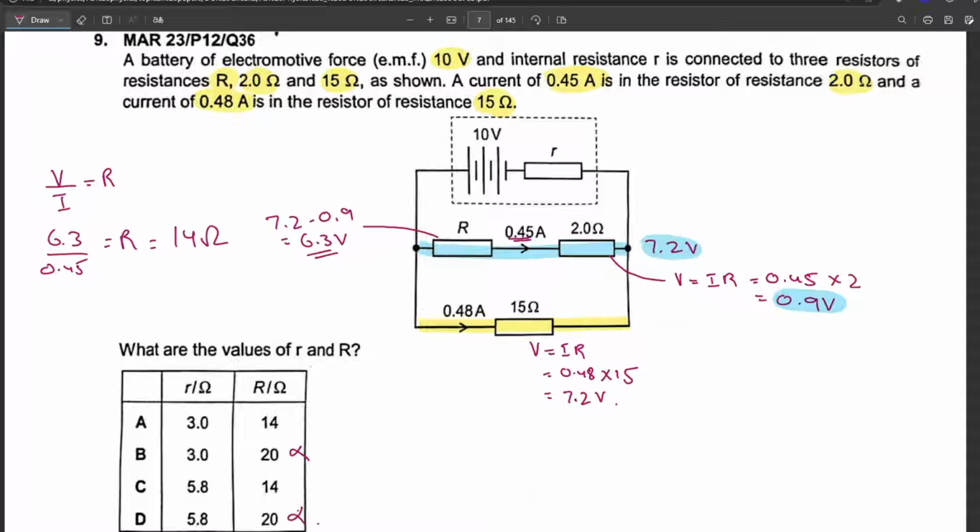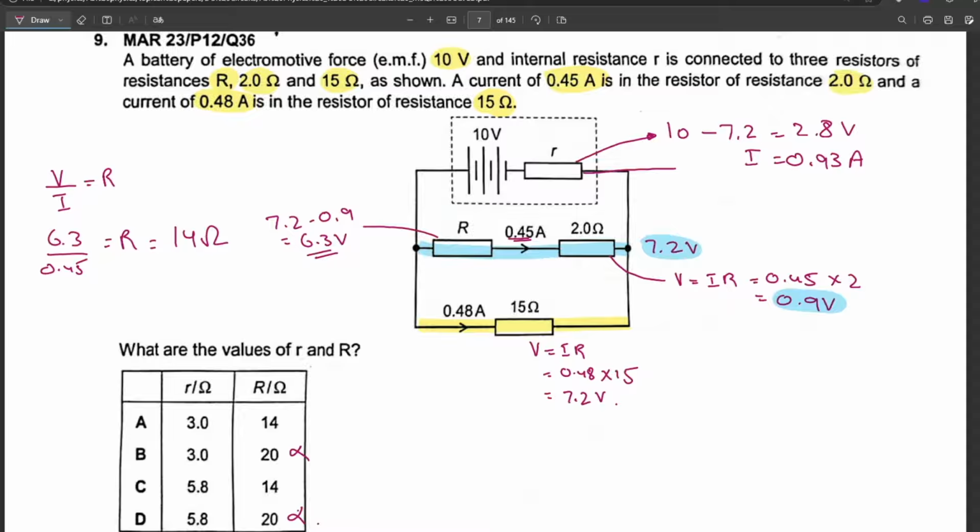Let's calculate this small r. What will be the voltage across this internal resistor? 10 minus 7.2, that is 2.8 volts. What will be the current across this internal resistance? 0.45 plus 0.48. The current comes out to be 0.93 ampere.